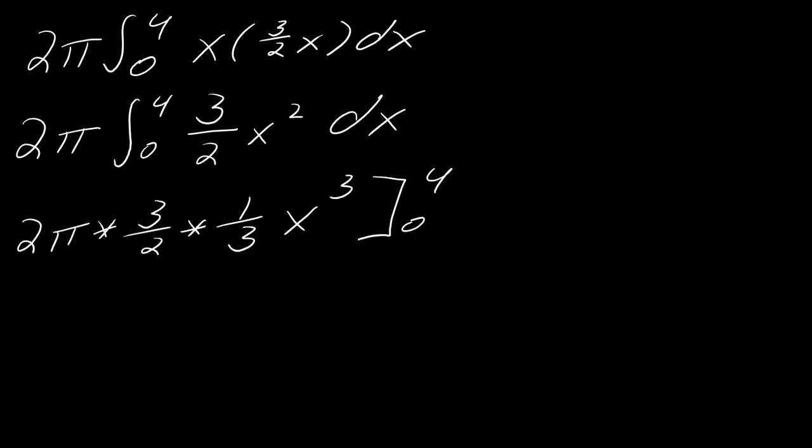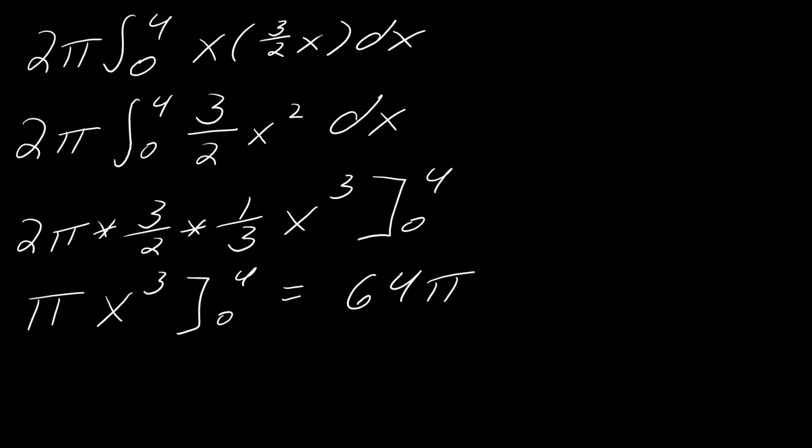So I'll have 2 pi times 3/2 times 1/3 x cubed, and I need to fill in from 0 to 4. You'll notice that all my 2's and my 3's drop out, so I'm just left with pi x cubed. If I plug everything in, I get 64 pi. Okay, cool.